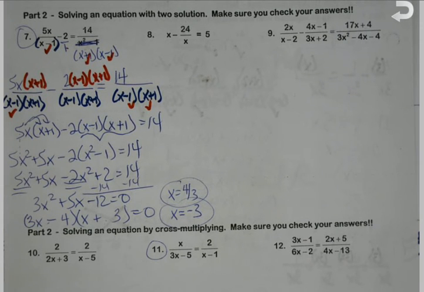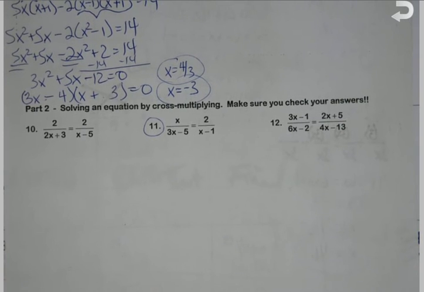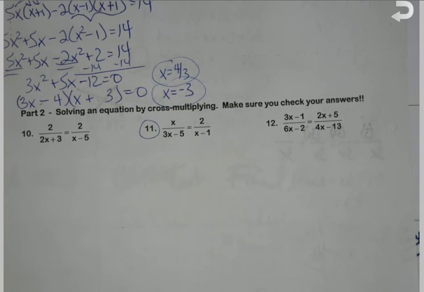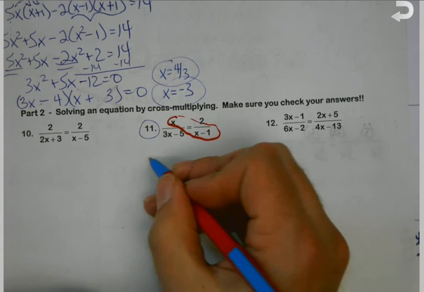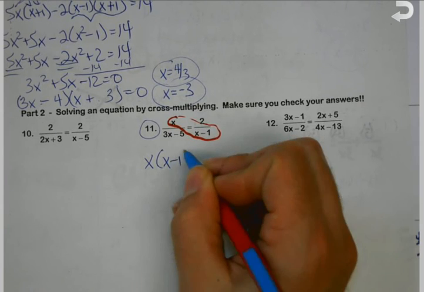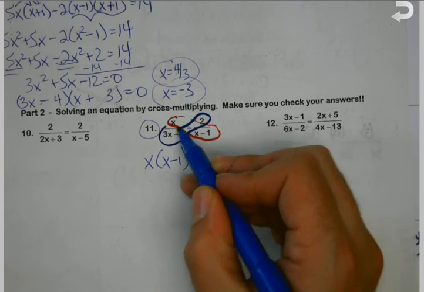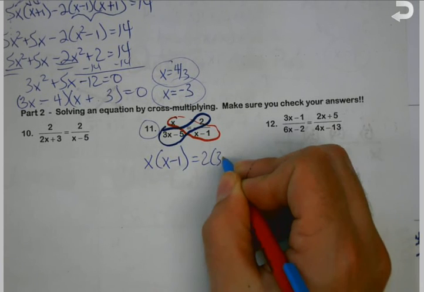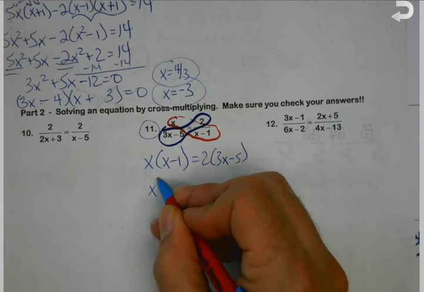Okay, so one last time. One more little twist here. Solving the equation by cross multiplying, again, make sure to check your answer. So just like we have before, I'm literally going to write out what I'm multiplying. I'm going to go ahead and distribute.